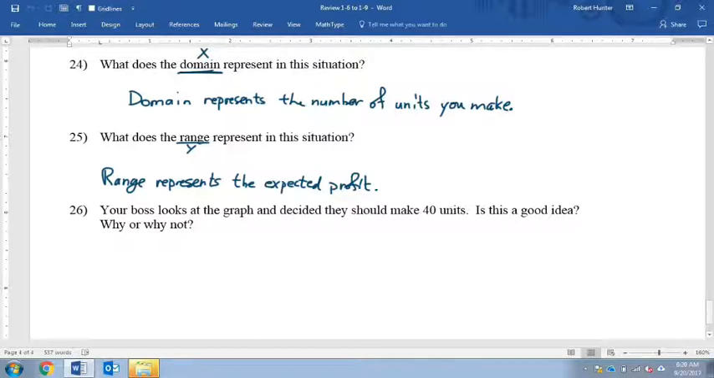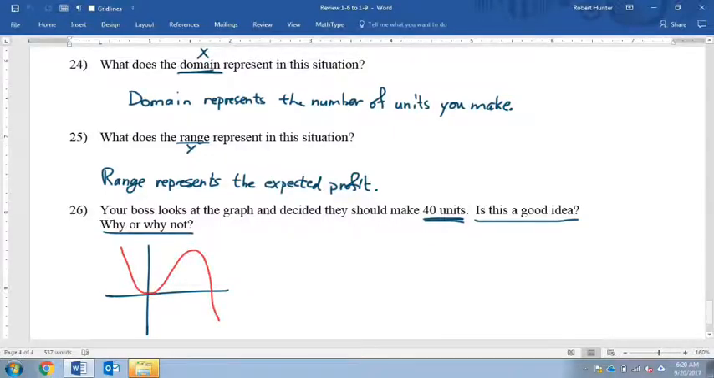Last but not least, your boss looks at the graphs and decides they should make 40 units. Says, hey, 40 units is a good idea. Do you think this is a good idea? Why or why not? Well, remember, your graph did something like this. Look up above, and I'm just going to draw it real quick. It kind of goes like this, right? Where that is at 0, 0. This is at, I think, 20, 12,000. And this is at 30, 0. Well, 40 is over here, so it's somewhere in the negative realm.